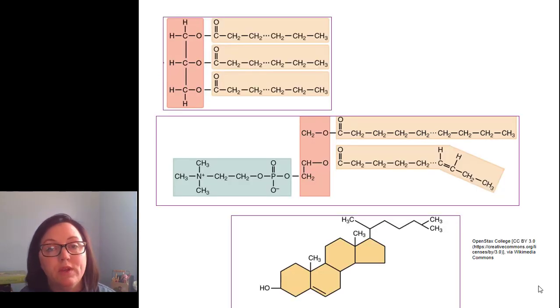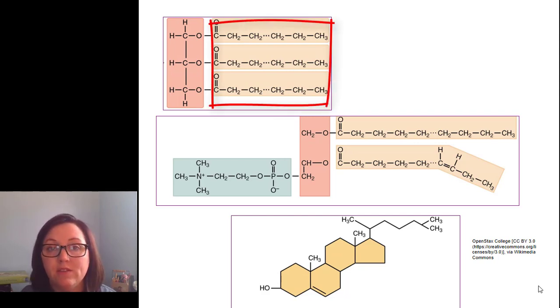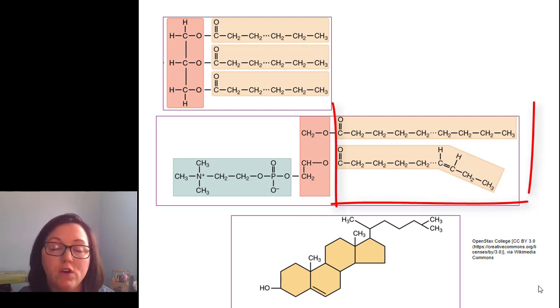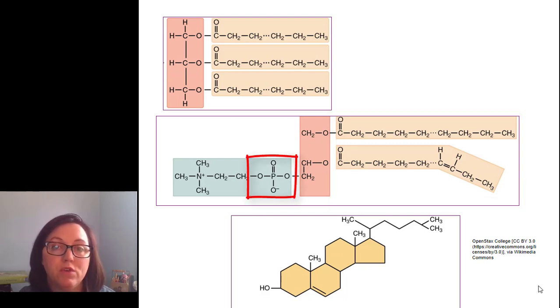In these pictures here, we see three examples of lipids. At the top of the screen, we see a triglyceride. A triglyceride contains three fatty acids. In the middle of the screen, we see a phospholipid. A phospholipid, like a triglyceride, also contains fatty acids, but it only has two fatty acids, not three. In place of the third fatty acid, the phospholipid has a phosphate group, and that's where it gets its name.